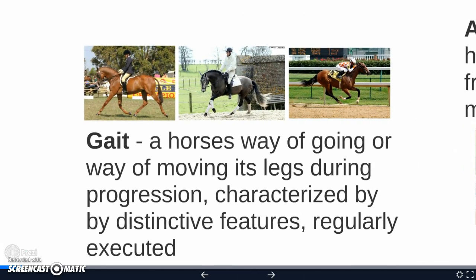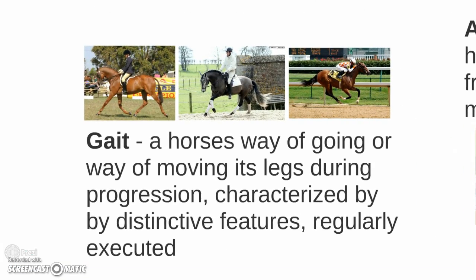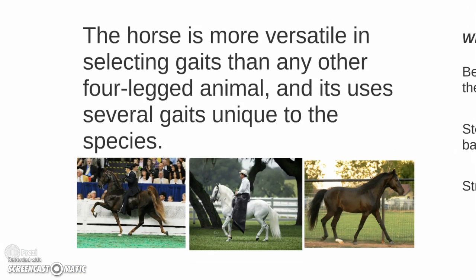All right, so what is a gait? A gait is a horse's way of going or way of moving its legs during progression, characterized by distinctive features regularly executed. The horse is more versatile in selecting gaits than any other four-legged animal, and it uses several gaits unique to the species.